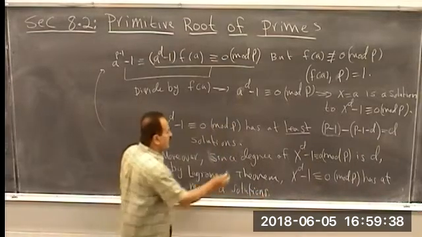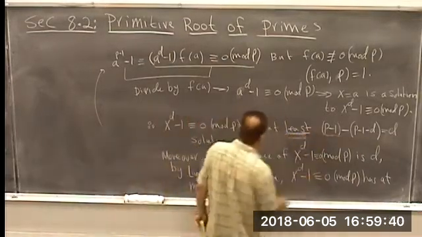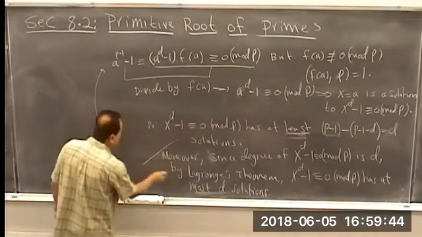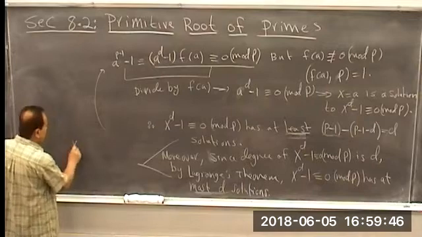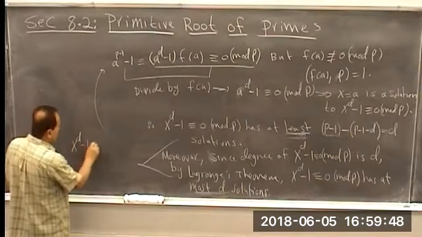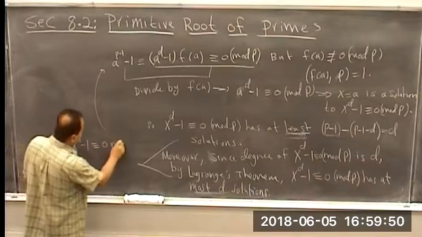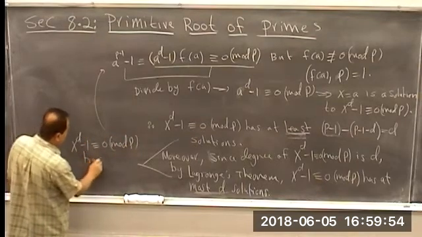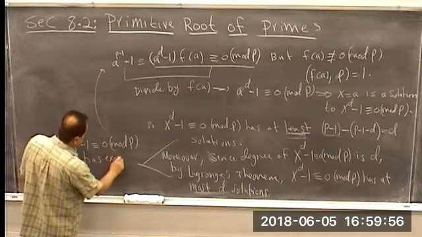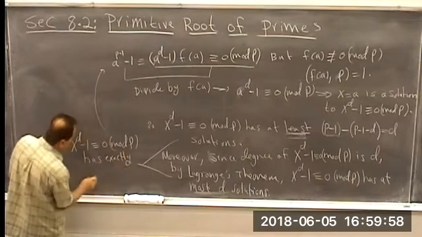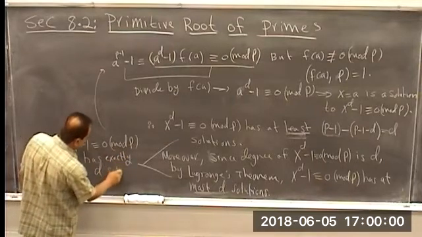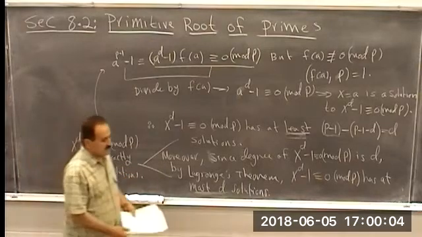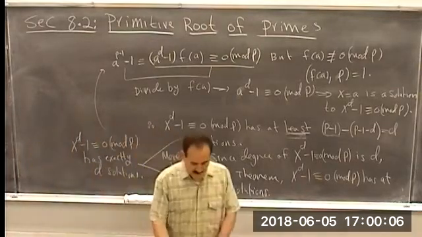Now, these together have at least d solutions and at most d solutions. This implies that x to the d minus 1 congruent to 0 mod p has exactly d solutions. All right, so it has exactly d solutions.